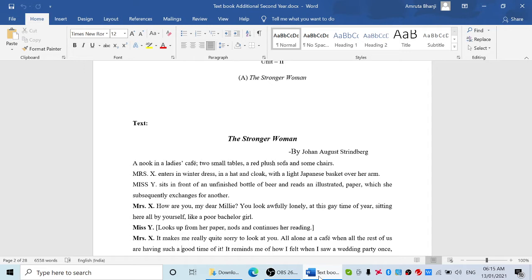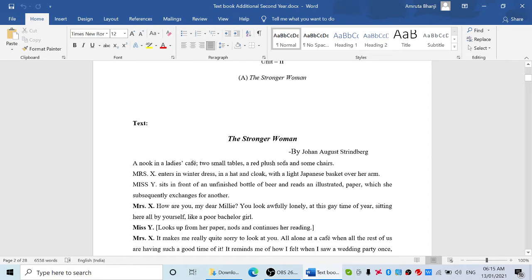He is considered the father of modern Swedish literature. It's very important. He is considered the father of modern Swedish literature. And his The Red Room has frequently been described as the first modern Swedish novel. Which is the first modern Swedish novel? The Red Room, published in 1879 by August Strindberg. So, after knowing this author, now let us move towards the text, the one act play we are going to read by John August Strindberg.